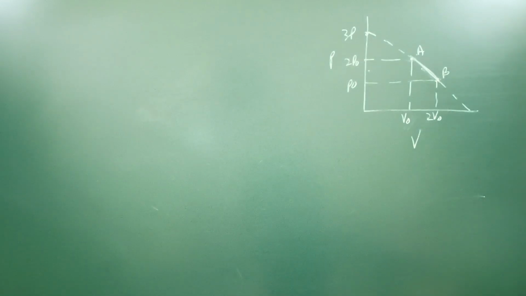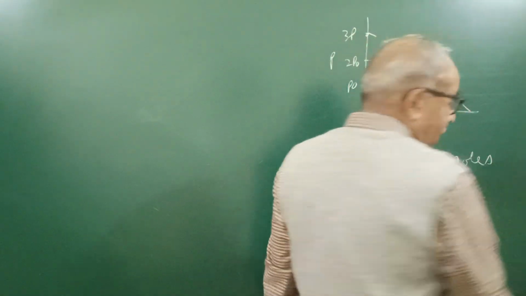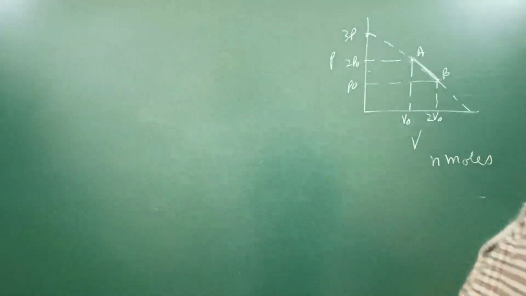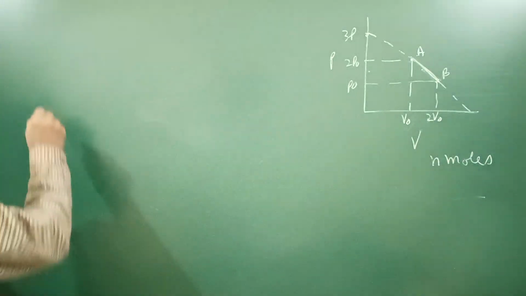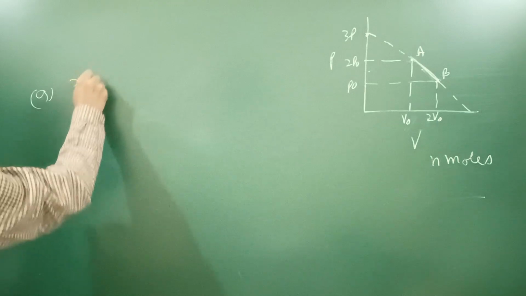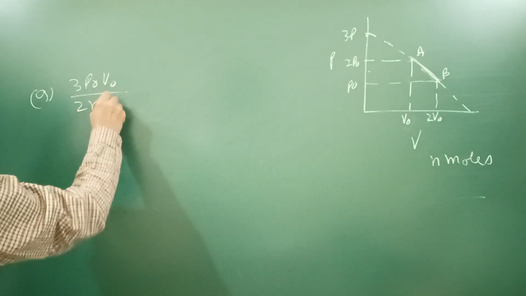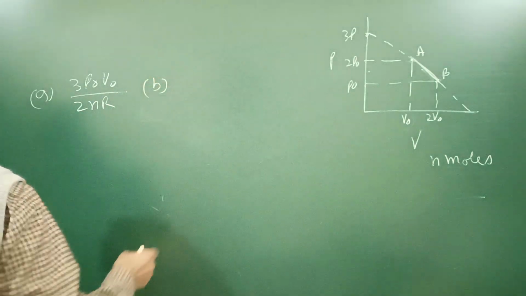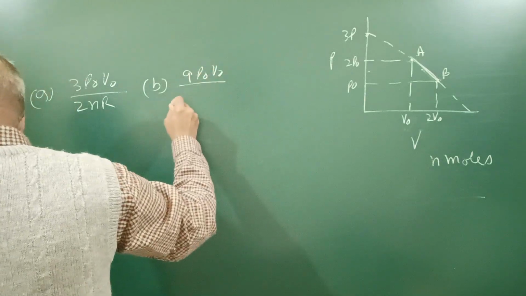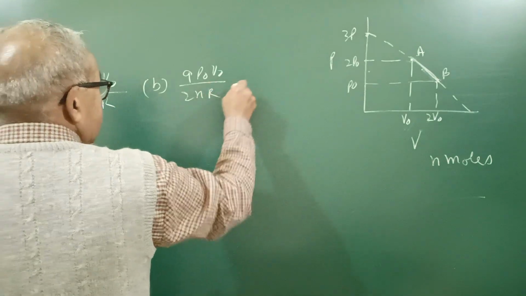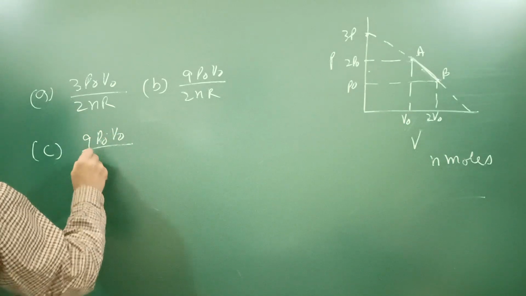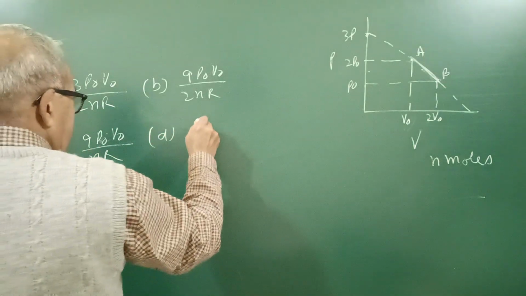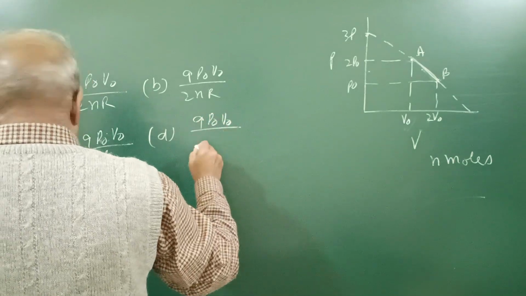Here the question: n moles of an ideal gas undergo a process A to B as shown in the figure. The maximum temperature of the gas during the process A to B. A option is 3P0V0 upon 2nR, B option is 9P0V0 upon 2nR, C option is 9P0V0 upon nR, D option is 9P0V0 upon 4nR.